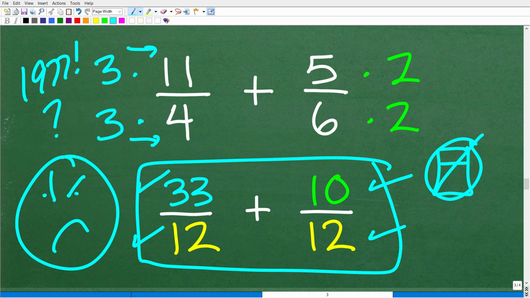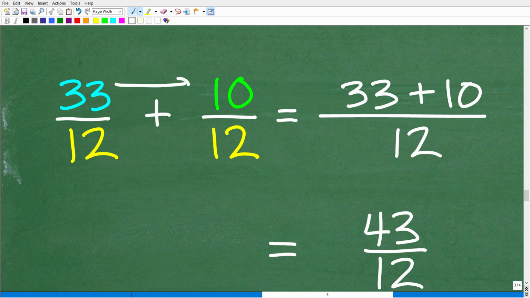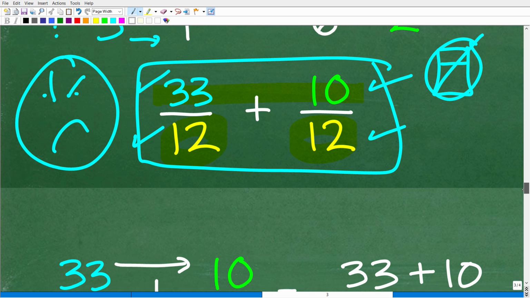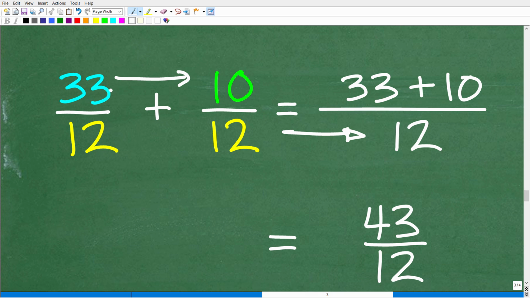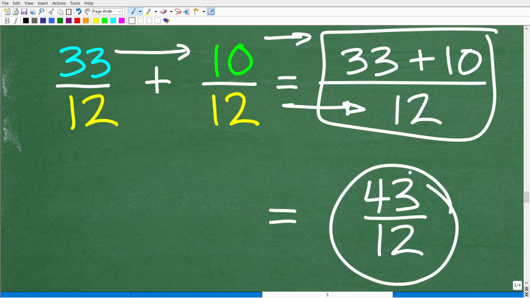Okay, so we're almost done. Now we have two fractions. The denominators are the same, so all we have to do is simply add the numerators. Okay, so 33 over 12 plus 10 over 12. We're going to add the numerators, same denominator. That's 33 and 10. So 33 plus 10 over 12. 33 plus 10, of course, is 43. Okay, so we have 43 over 12.